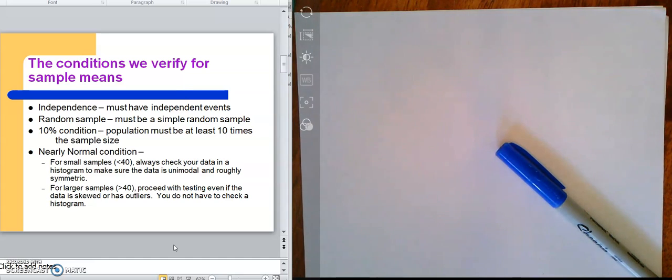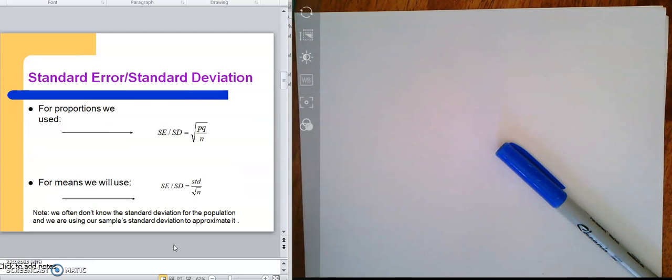So it still has to be independent and random. You still need 10 times your sample size. But instead of having 10 successes and 10 failures, this time we want our sample size to be greater than 40. If it is not greater than 40, you're going to need to check your histogram and make sure your histogram is unimodal and roughly symmetric. So that is the only difference: instead of 10 successes and 10 failures, we want a sample size greater than 40. If it's not greater than 40, check the histogram.